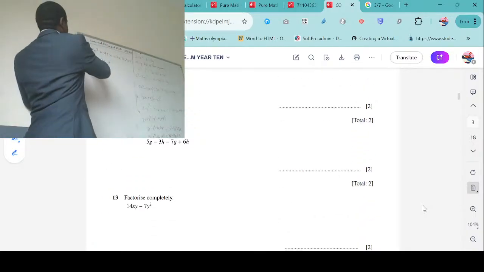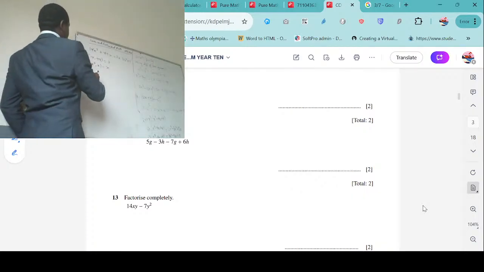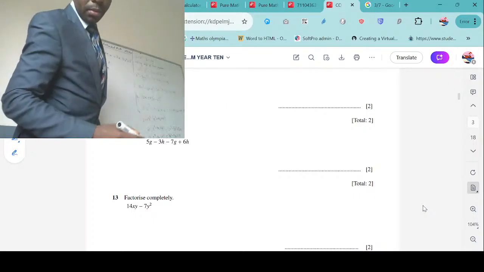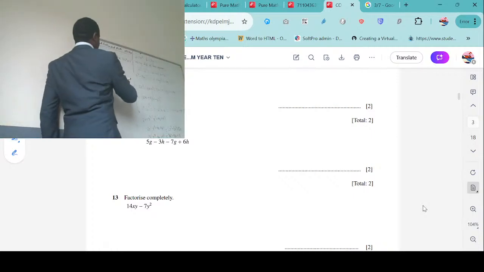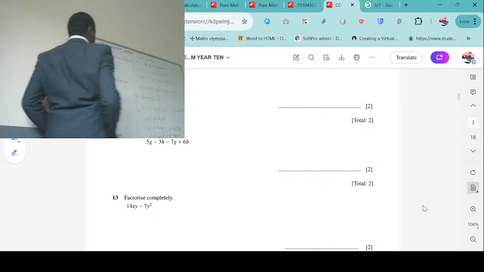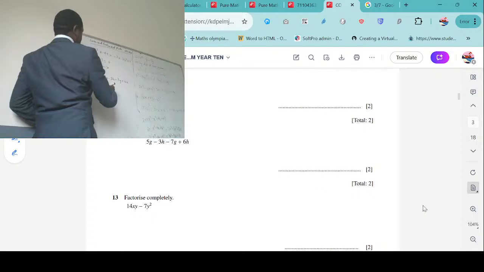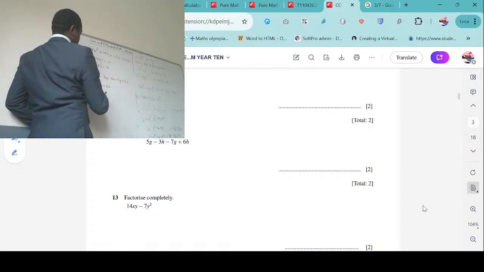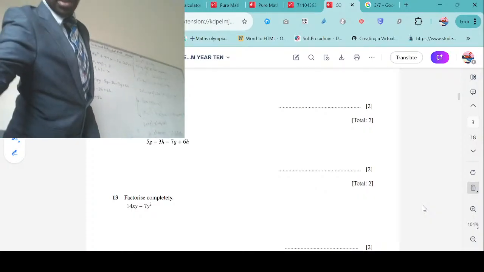Question 12. Simplify the following expression: 5g minus 3h minus 7g plus 6h. All you have to do is collect the like terms. When you rearrange, 5g minus 7g and minus 3h plus 6h becomes negative 2g plus 3h. So you can't do any further simplification.